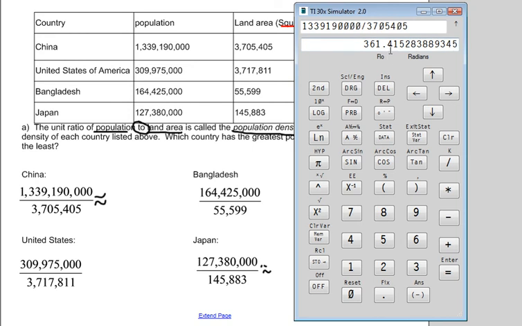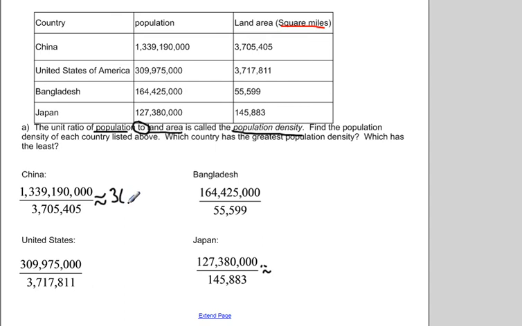And when we do that division, we end up with 361, and let's round this to the 10th place, 361.4. Okay, so 361.4. And because this is population per square mile, this is telling us how many people in each square mile. So, 361 people per square mile on average in China. So that's quite a few people in every square mile.